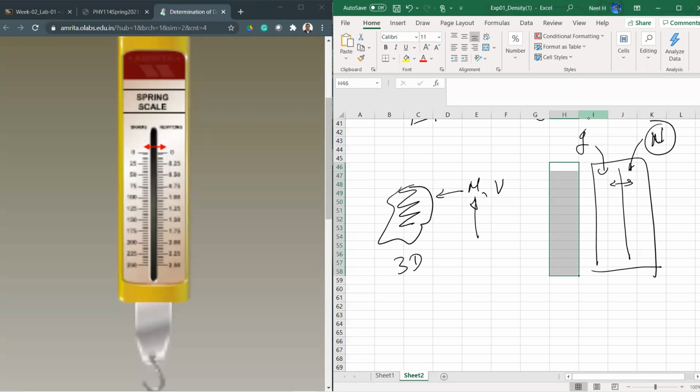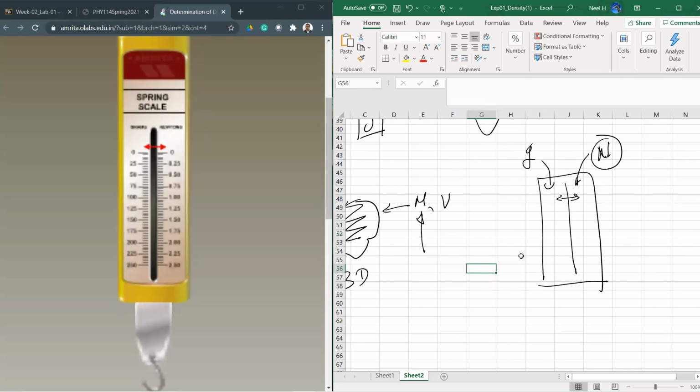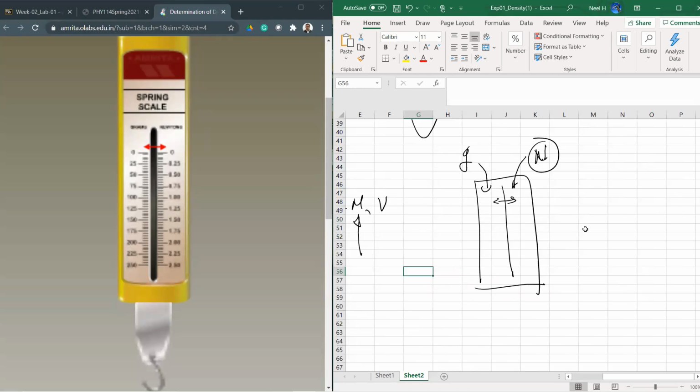The Newton scale we are not going to use. The Newton scale directly measures what we generally call the force of gravity. You will talk about that in your lecture class, hopefully this week or next week, I think. But in this experiment we need only the mass of the object, not the force of gravity. We need it in terms of grams, okay?